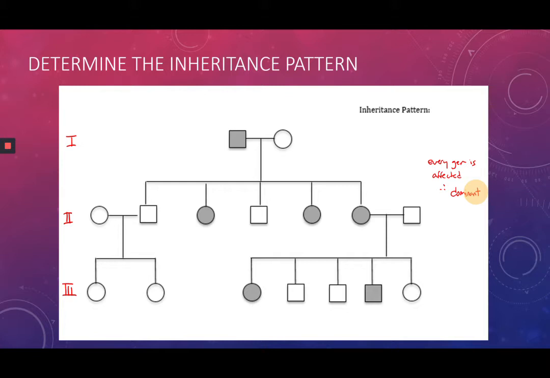Let's see if gender has any influence on this. So we count up the number of females. 1, 2, 3, 4. So there's 4 females. And there's only 2 males. Okay. Because there's more females than males, and this is kind of like double the amount of females than males, it's not equally 50-50. Okay, so we can most likely lean towards it being sex-linked rather than autosomal.